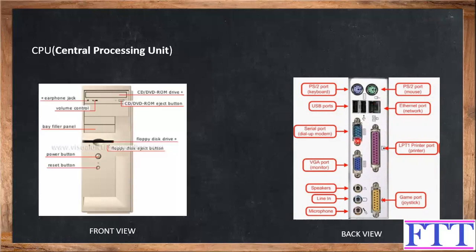So this is the serial port. Similarly this one is for the printer. To connect a printer, we connect our printer to this port. Similarly for the monitor, here is the VGA port. You can connect a monitor, or if you want you can connect a projector also. Then this is for speaker, this is for line in, this is for microphone, this is one game port, it's an additional port. Whenever you want to use it you can use it.